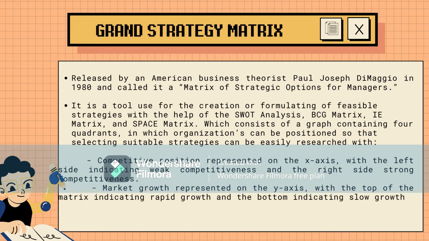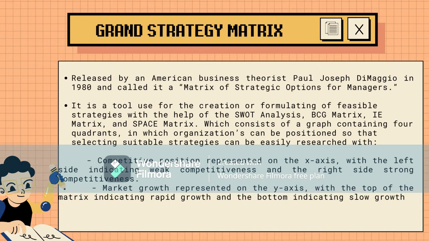Now we will move to the grand strategy matrix. Aside from the SWOT matrix, PACE matrix, BCG matrix, and IE matrix that have been tackled a while ago, the grand strategy matrix also became a popular tool for formulating strategies. It was released by an American business theorist, Paul Joseph DiMaggio, which first appeared in the Strategic Management Journal and was used as a strategic option tool for managers.